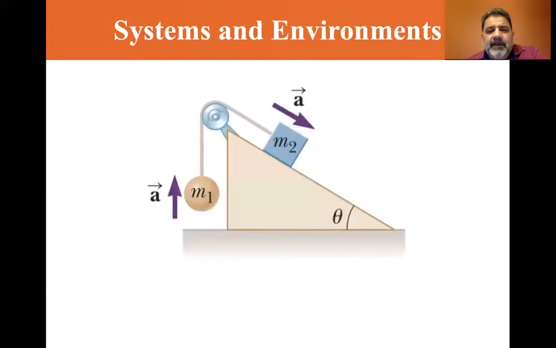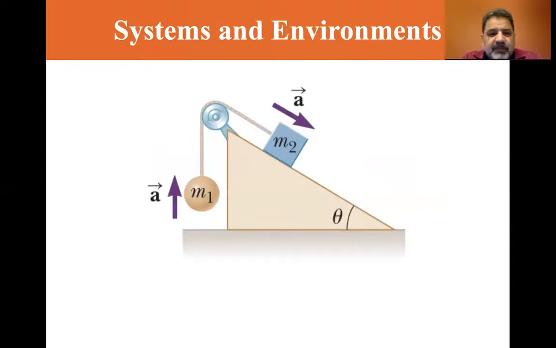Here we have a system that is a weight, the ball, M1. We have a pulley, we have a string, and we have a block of wood, and we have an inclined plane. So the combination of the ball, block, and cord are the system.